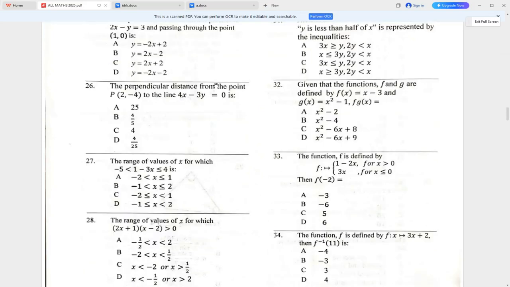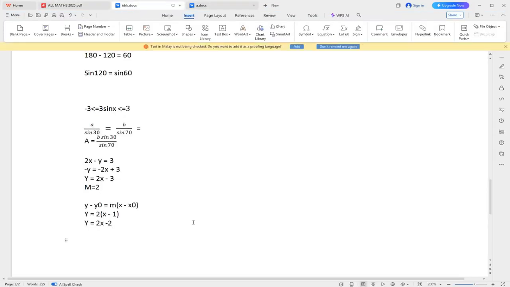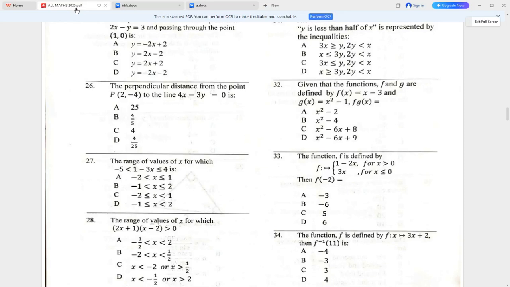Now question 26. The perpendicular distance from the point (2, minus 4) to the line 4x minus 3y is equal to 0 is. The perpendicular distance between a point and a line is given by d is equal to ax plus by plus c all over the square root of a squared plus b squared, where a is the coefficient of x, b is the coefficient of y, and c is the constant term. In this case there is no c, so we're dealing just with a and b. Our a is equal to 4, our b is equal to minus 3, and our x is equal to 2, our y is equal to minus 4.